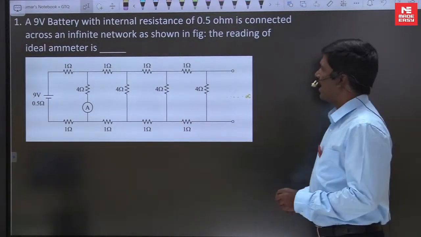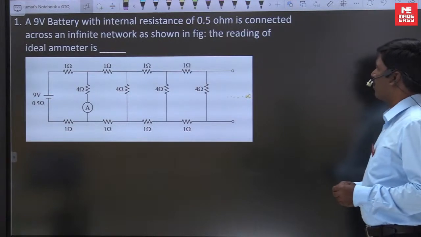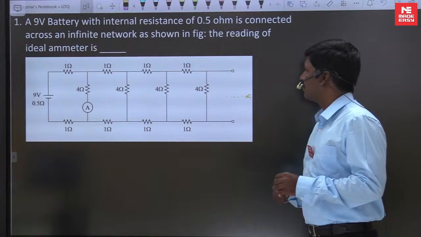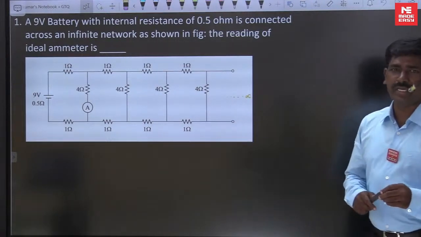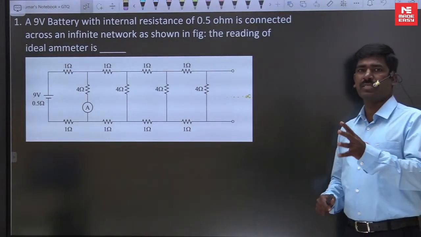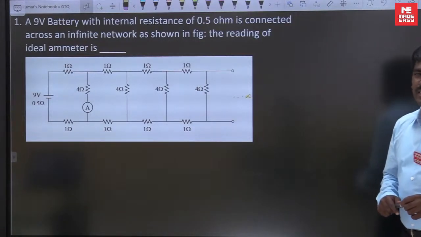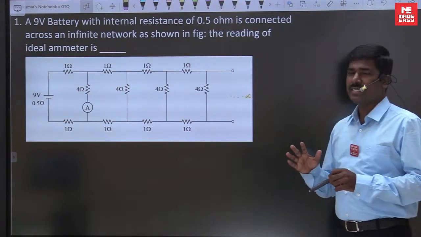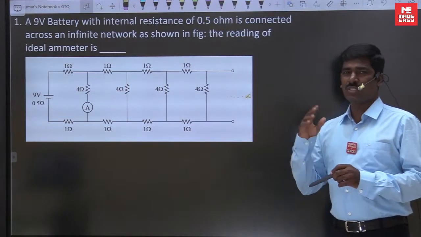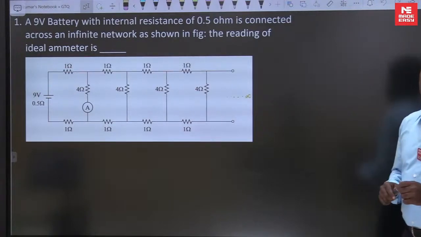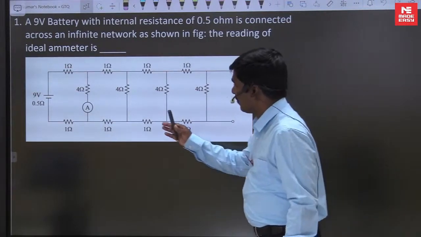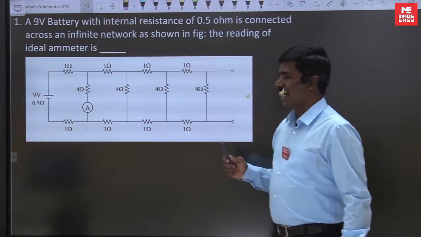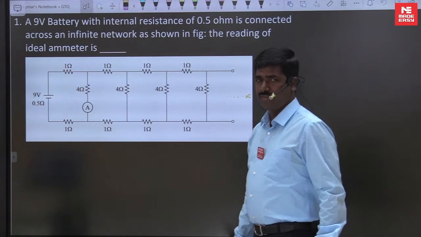a 9 volt battery with internal resistance of 0.5 ohms is connected across an infinite network as shown in the figure. The reading of the ideal ammeter is? It is given that the ammeter is ideal, meaning its internal resistance is 0 ohms. Ammeter is different and ideal current source is different. Now find out, this is an infinite network of resistances, 1 ohm, 4 ohm, 1 ohm resistances. Now give an answer for this question.